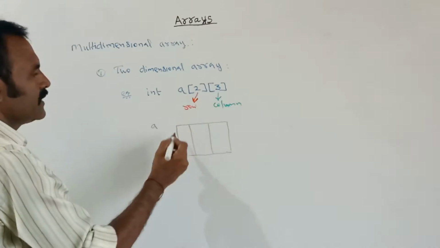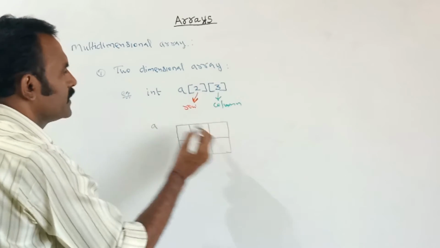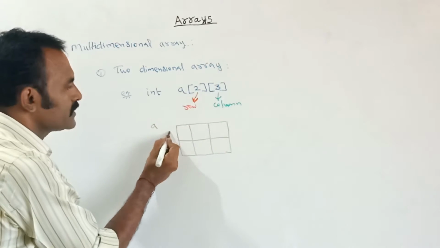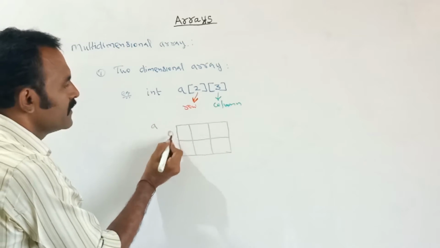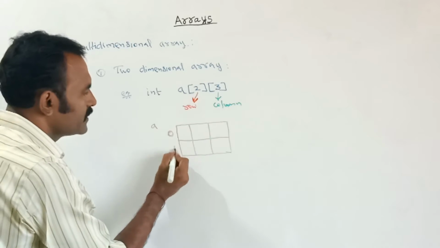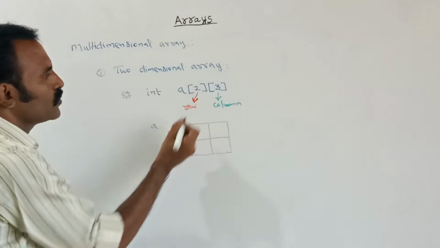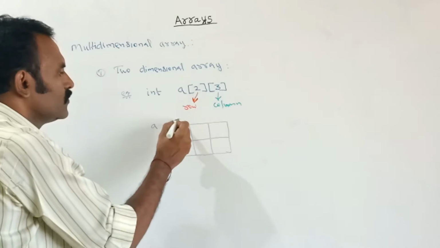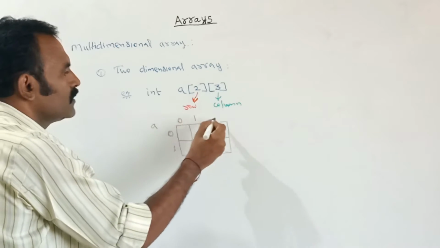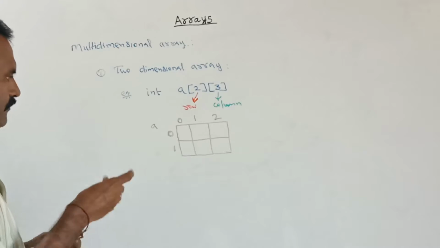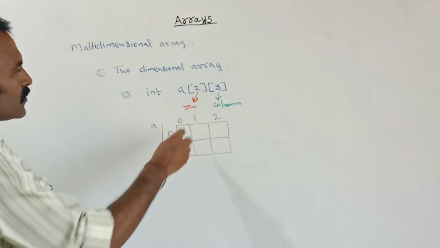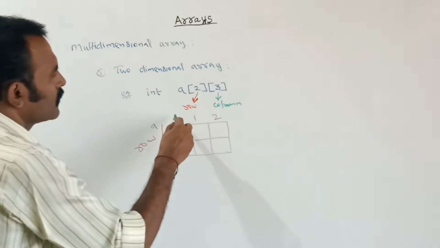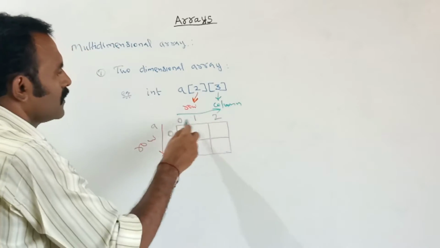and this variable has 2 rows, that is, the first subscript value refers to the rows. The position always starts from 0, so here it is 0 and 1, which makes 2 rows, and the same for the 3 columns: 0, 1, 2. This one is the row, and this is the column.